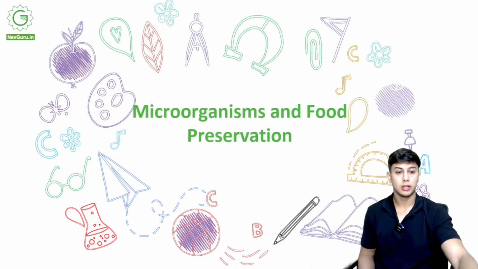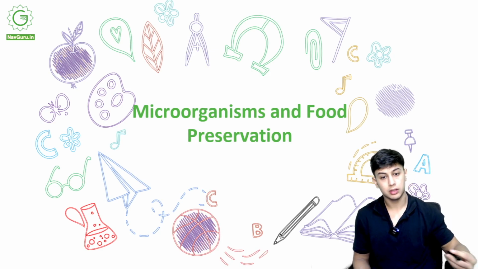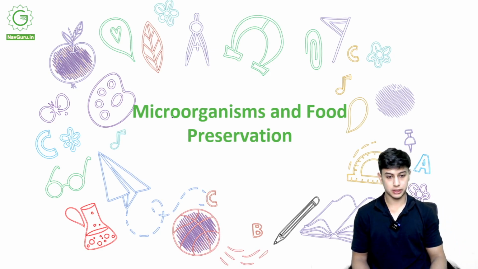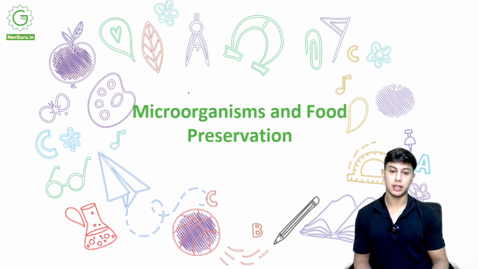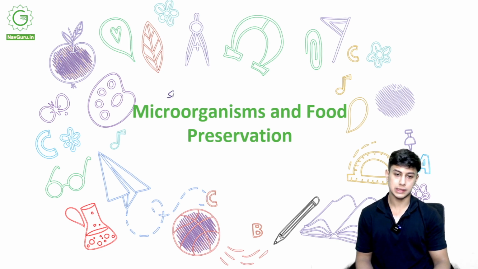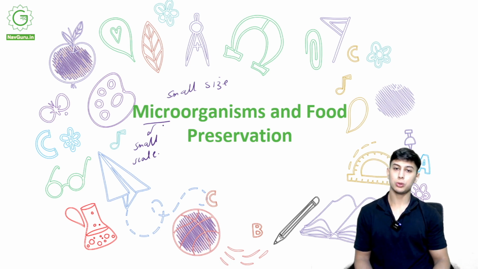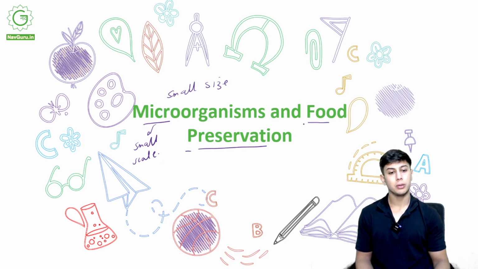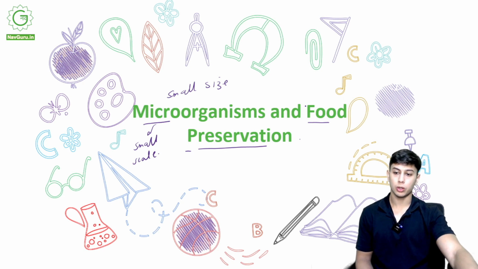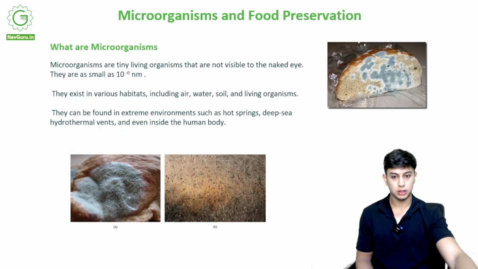Okay, hi everyone. Today we will be starting with another chapter, that is microorganisms and food preservation. Microorganisms are organisms at a very small size. We call them micro. Micro means small scale. These can only be viewed through microscopes. These are living organisms, but they are too small to be seen with the normal eye. And food preservation is how we save our food from these microorganisms. How we do it and what goes on in this world, I will teach you everything.